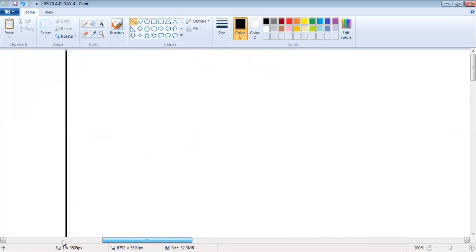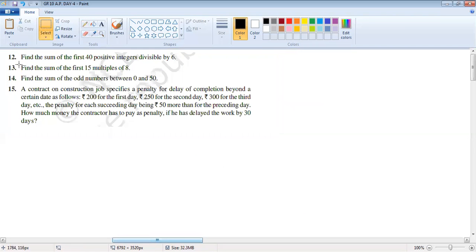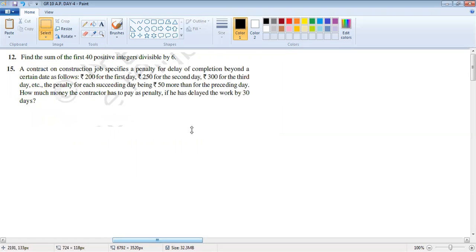Next. Find this, we have already done it anyhow. We'll do any one of 12, 13, 14, all three are the same method. Anyhow, I'm going to do the 12th one. I'll skip the 13th and 14th because they are the same models. Then after the 12th we'll do the 15th.